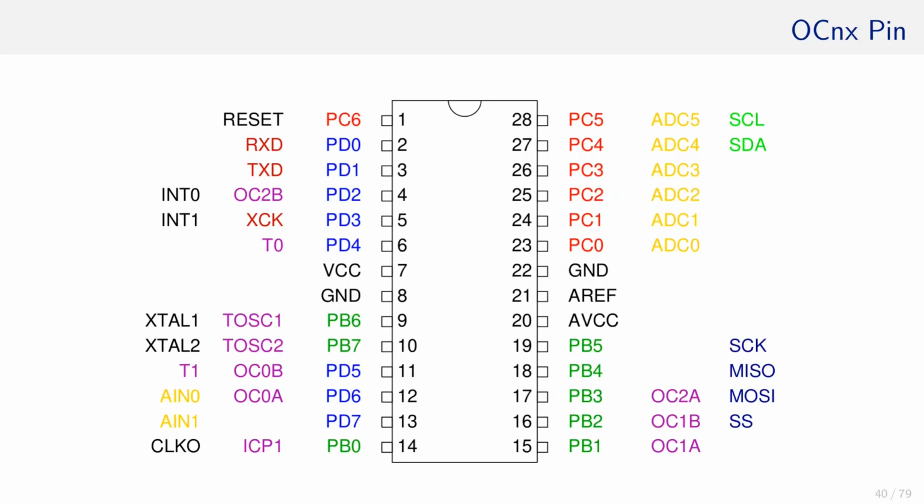Where are those OC pins? All timer-related pins are marked in magenta in this figure. So we have two waveform generators for timer 0 connected to OC0A and OC0B. We have also two pins for timer 1 and two pins for timer 2, here and here.